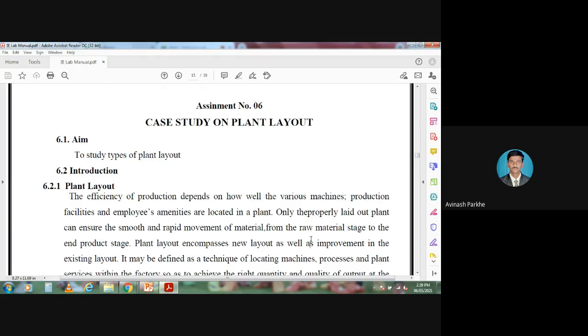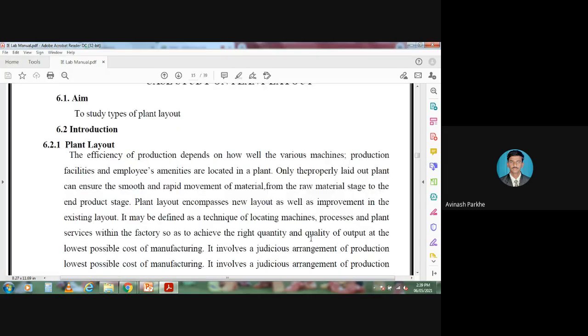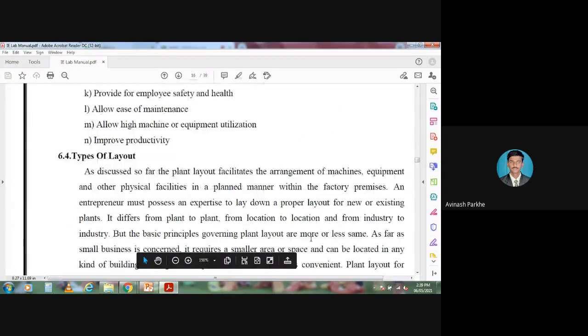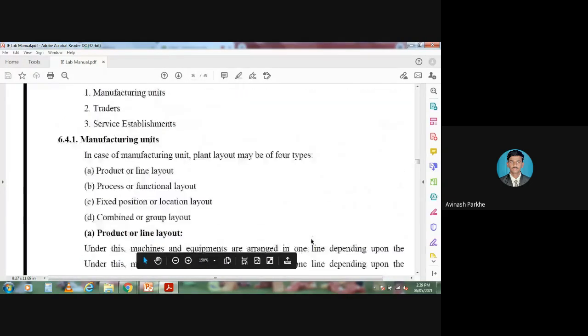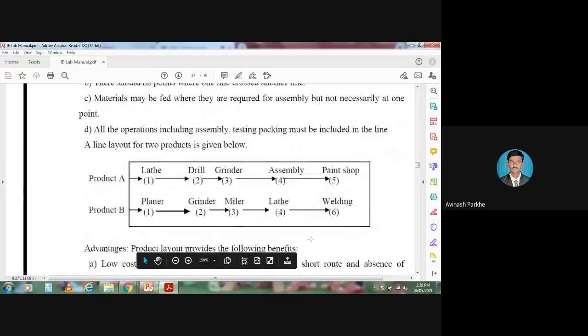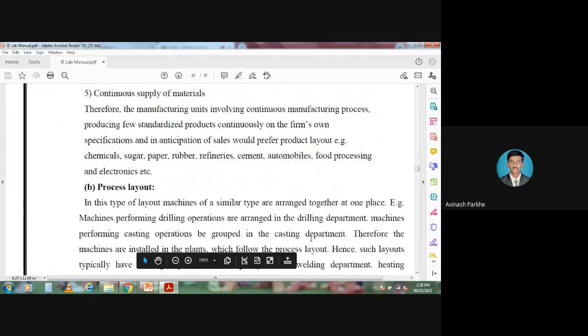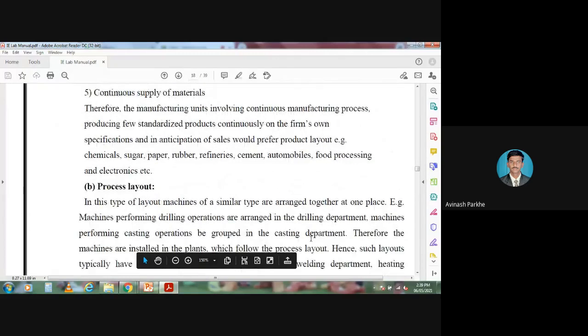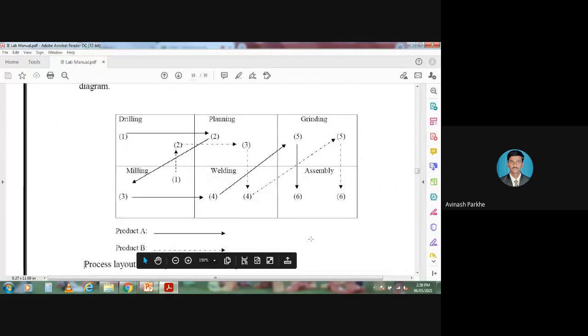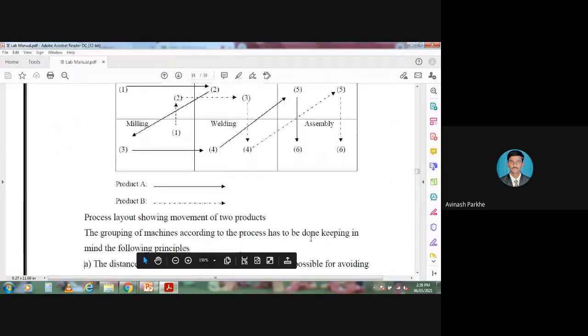Again, the same part is there in this assignment number 6. So in this experiment, all the important things are given: objectives of the layout, the types of layout, then their manufacturing units along with that. Different types of figures are also given. What is meant by process layout, what is meant by product layout. All these points we have already discussed in our chapter also, and the same things are represented here.